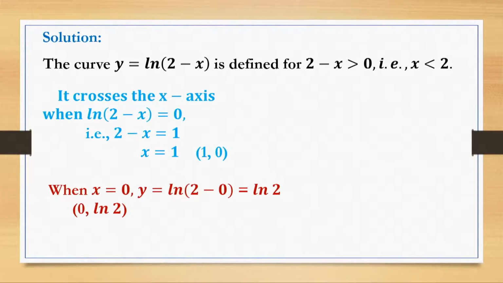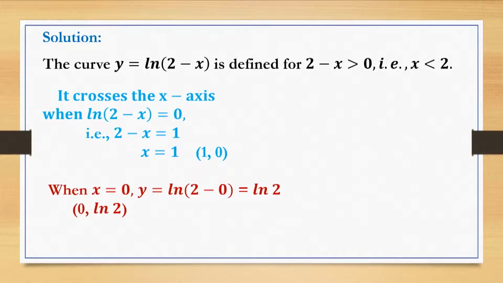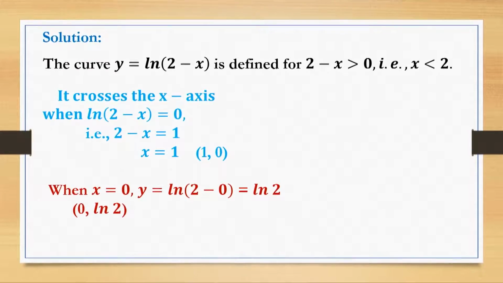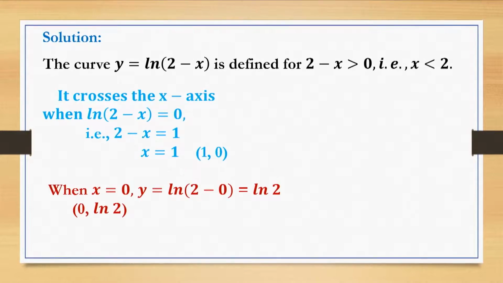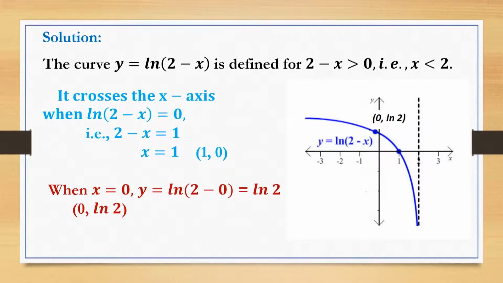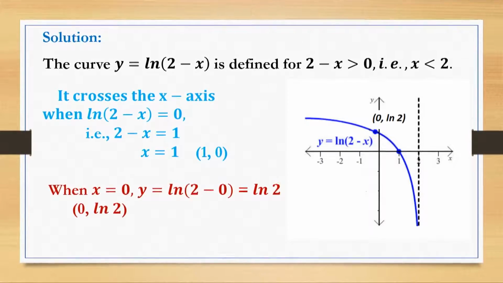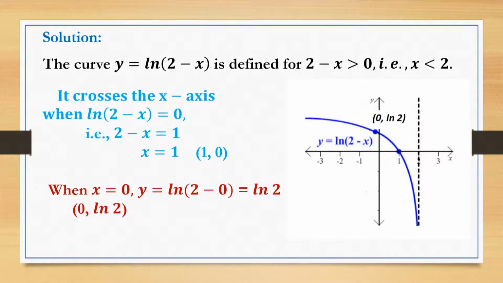Now, when x equal to 0, I need to find the value of y, which is ln 2. This will give me the y-intercept. So what I have done, I have found where the curve cuts the x-axis and where the curve cuts the y-axis. This will be the curve y equal to ln(2 minus x). So it cuts the x-axis at (1, 0), the y-axis at (0, ln 2).